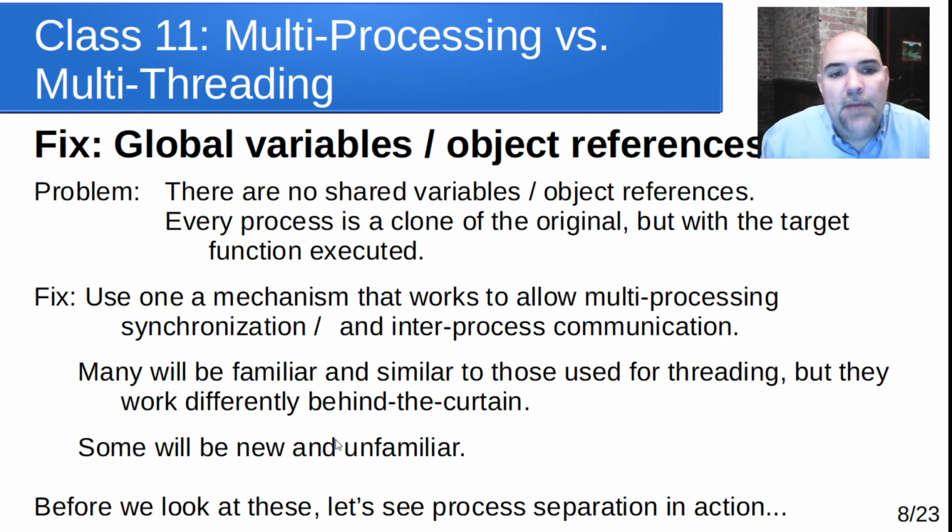All right, the third problem is global variables and object references that are shared. There are no shared variables or object references in processes because every process is a copy or a clone of the original, but with the target function being executed. We'll look at that in a second. And so the fix here is to use some sort of synchronization or communication mechanism that works with multiprocessing.